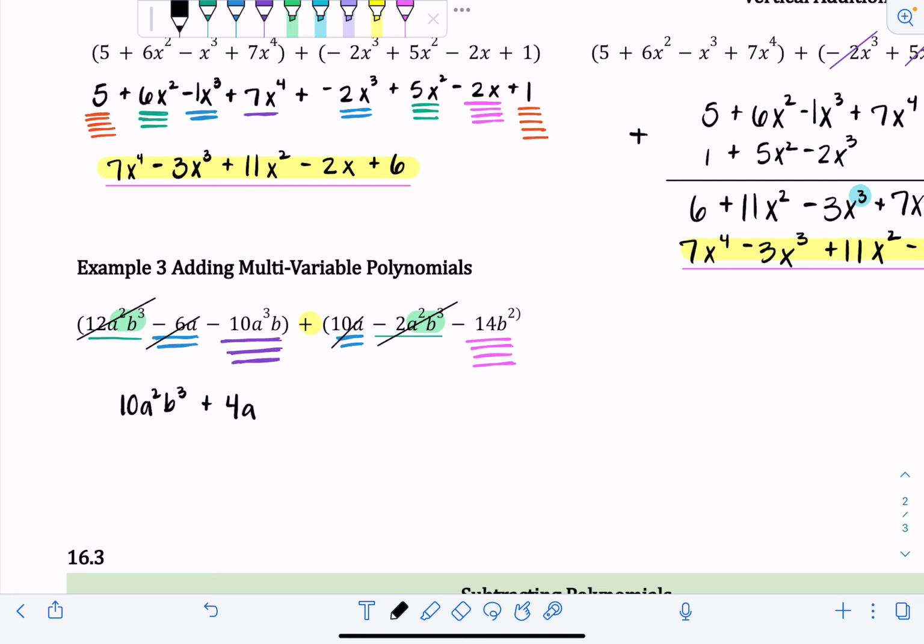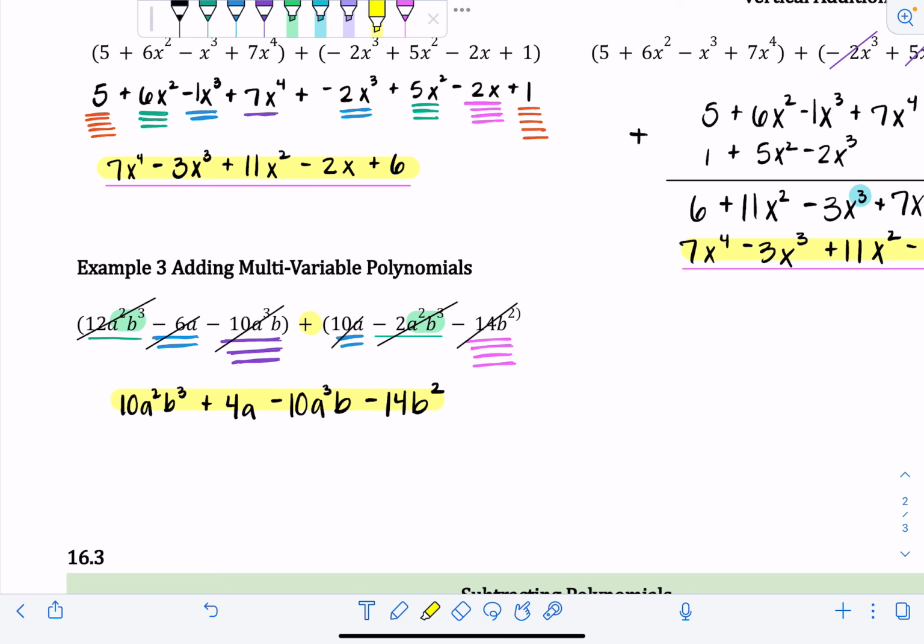and then there's no other like terms that I can combine, so the other ones I just have to make sure that I copy them down, I don't forget them. So like this negative 10 minus 10a to the third power b, copy that one down, I'll cross it off to mark it off so I don't do it twice. And then at the end, there's the negative 14b squared or minus 14b squared. There's no other b squared term, so just copy that down, minus 14b squared. And then just cross it off if you want to make sure you got every single term at the end. So 10a squared b to the third power plus 4a minus 10a to the third power b minus 14b squared.